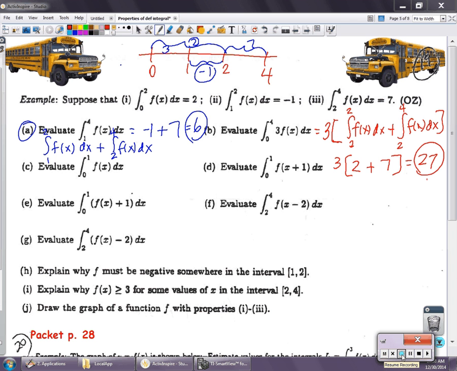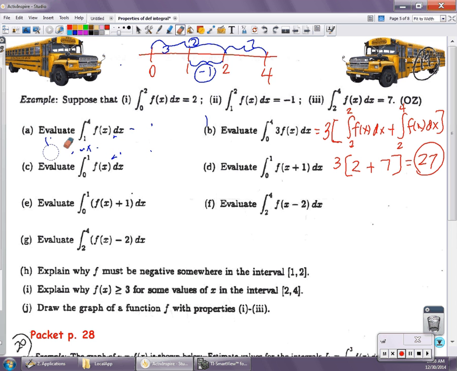Okay, moving on to letter C. I'm going to erase A so that there's not so much writing up here. Okay, letter C asks us to evaluate the area from 0 to 1, and we already did that. So the area from 0 to 1 is 3, and we talked about why that's 3. Let's go on to letter D. Let me erase all of this.